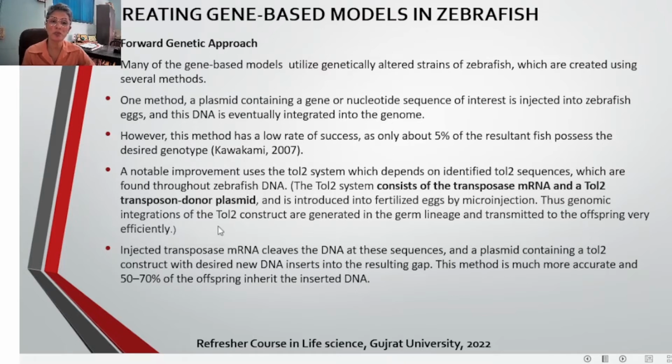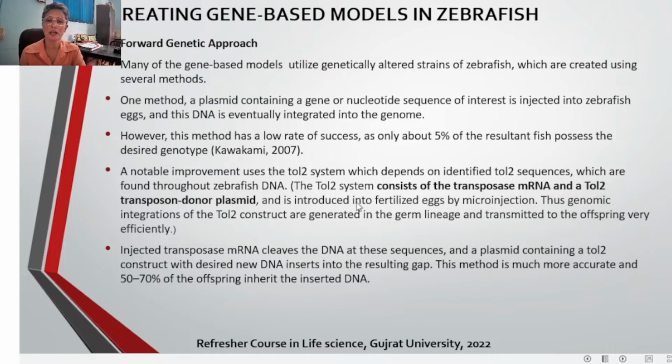A notable improvement used the Tol2 system, which depends on the identified Tol2 sequence, which is found throughout the zebrafish DNA. Now, what is the Tol2 system? The Tol2 system consists of transposase messenger RNA and a Tol2 transposon donor plasmid, and is introduced into the fertilized egg by microinjection. Microinjection can be done as we have shown in the previous slide. The genomic integration of the Tol2 constructs is generated in the germ lineage and transmitted to the offspring very efficiently.